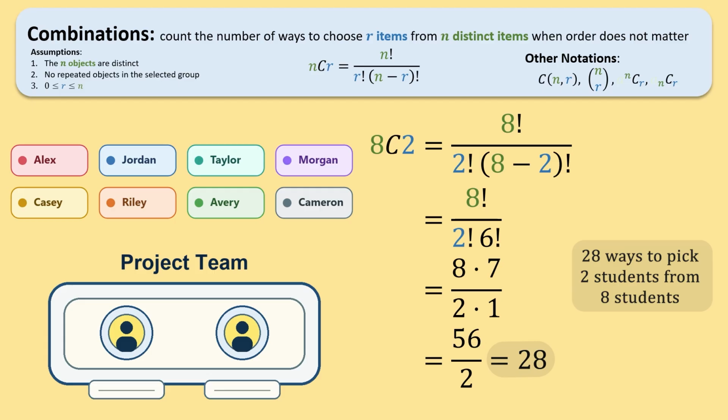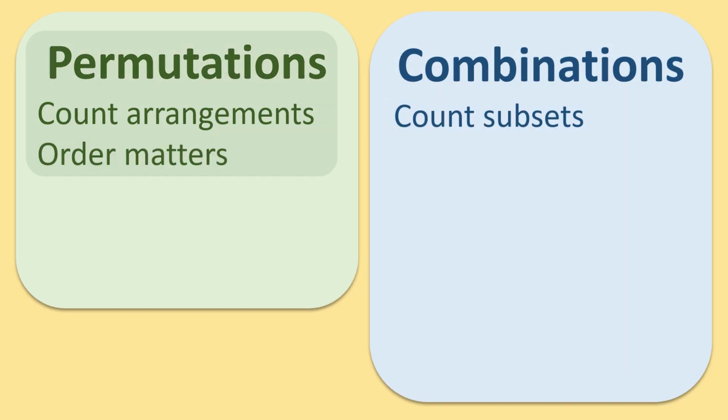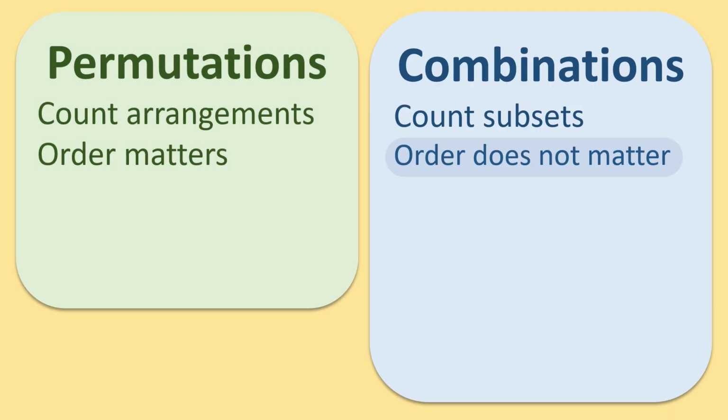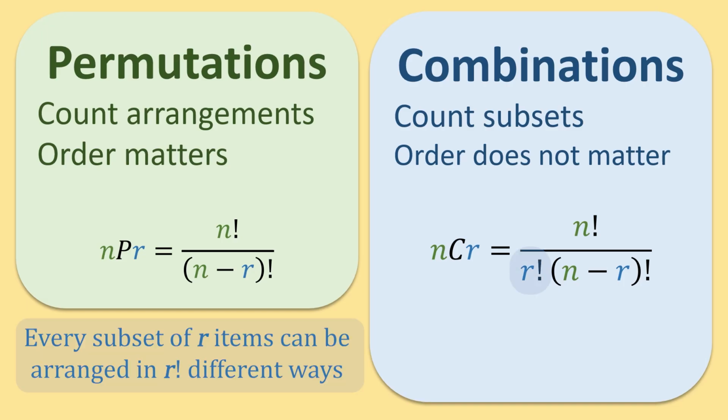The big idea is this: permutations count arrangements and combinations count subsets. If order matters, use permutations. If order does not matter, use combinations. And the reason combinations have the extra r factorial in the denominator is because each unique subset of r items can be arranged r factorial different ways. Since combinations don't care about these arrangements, we divide by the r factorial to count each subset only once. We essentially just deduplicate to get our unique count of subsets.